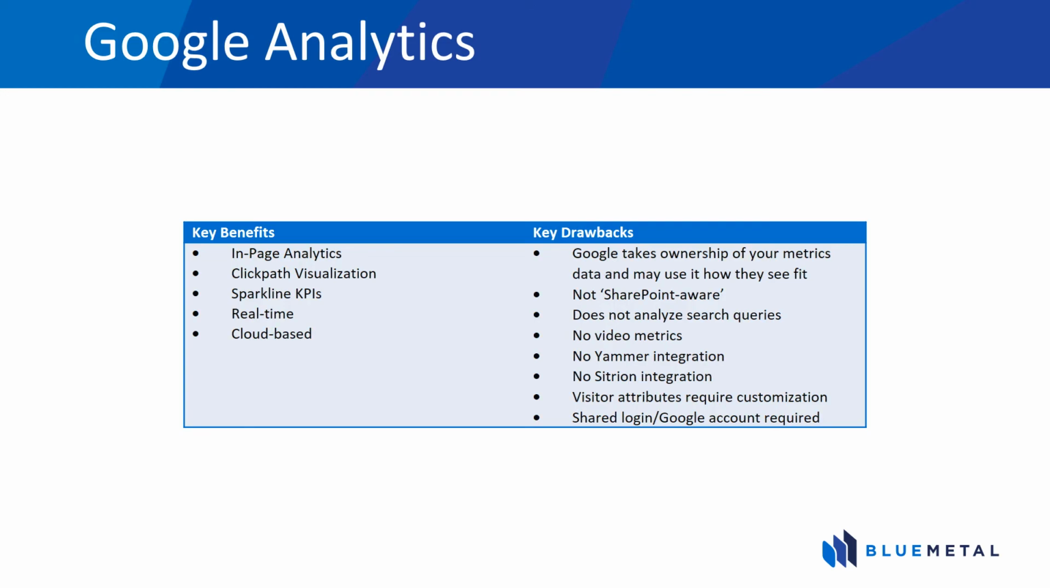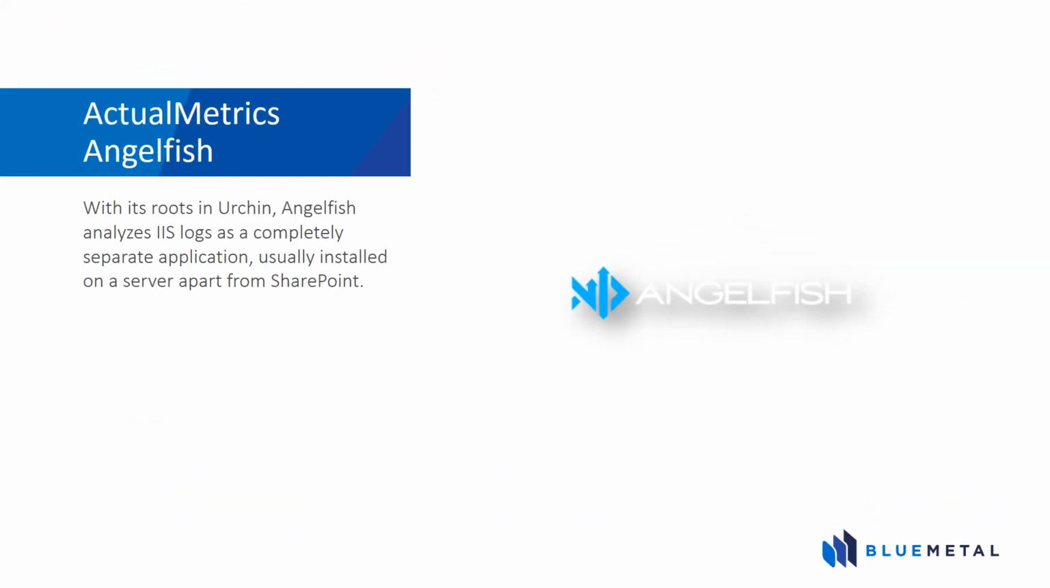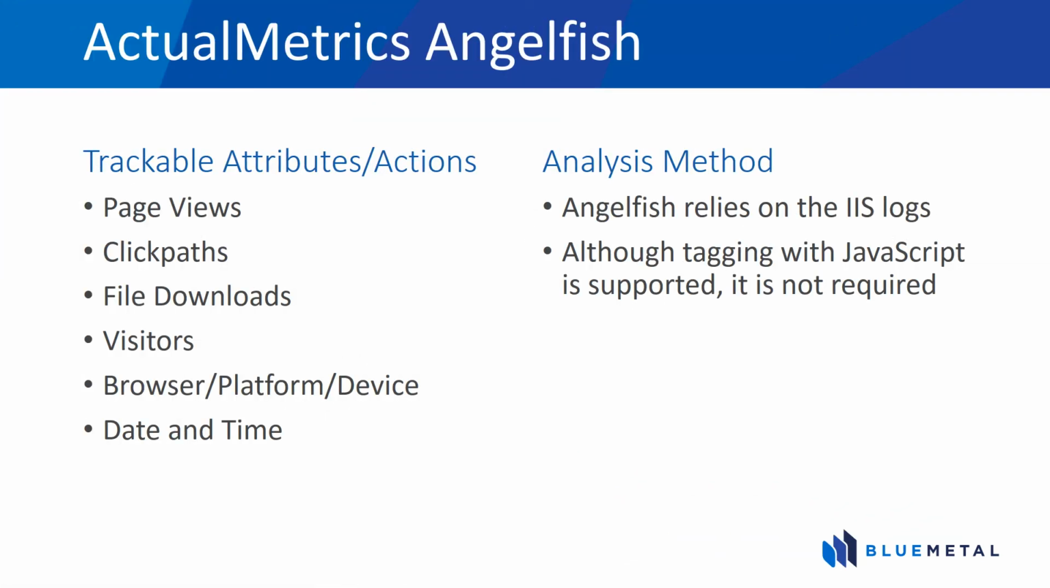The next tool we looked at was Angelfish from Actual Metrics. And if anyone's familiar with Urchin, this is where this originated. And this relies on IIS logs instead of JavaScript tags, although that is supported, but it's not required. So you feed the IIS logs into Angelfish, and then it will come out with these trackable attributes and actions. This also means that if it relies on the IIS logs, you can use past IIS logs to get historical data before day 0 when you implement the tool.